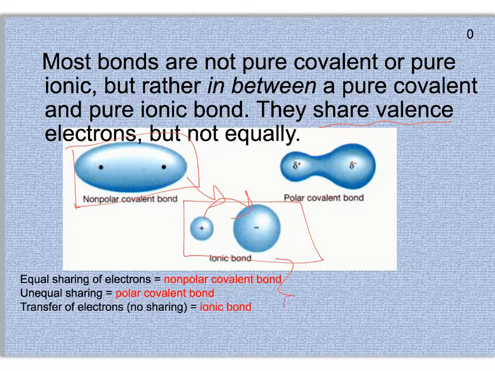So you should get yourself familiar with the definitions at the bottom of the page here. Nonpolar covalent means equal sharing of electrons. A polar covalent bond is still sharing, it's still a covalent bond, but not quite equally. So you get some partial development of charge separation. And finally, of course, an ionic bond is transfer of electrons.